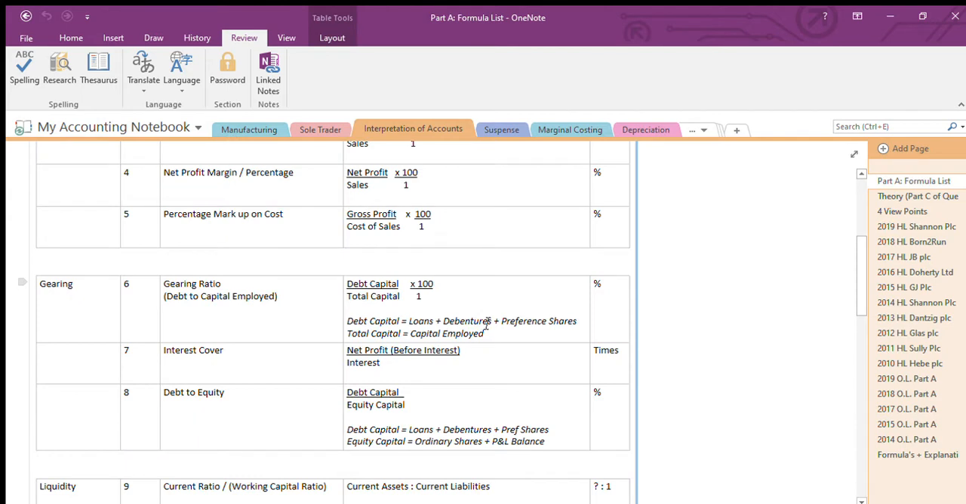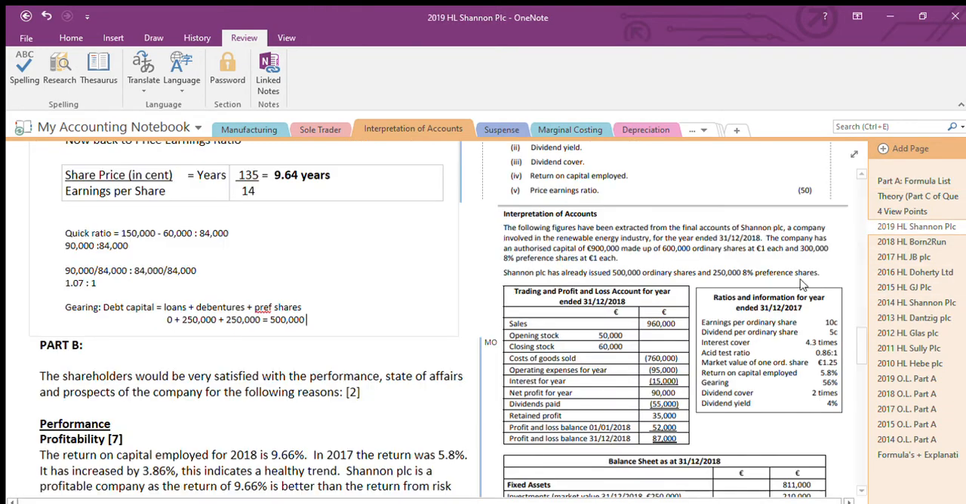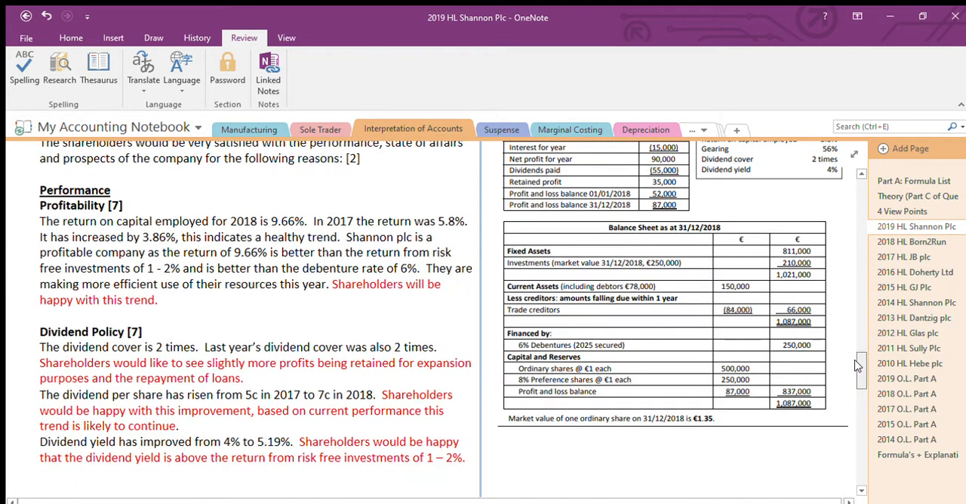What was the other part? Total capital, capital employed. So the bottom part here is capital employed. We're looking at my balance sheet. This is the information you're given here. This is not capital employed. Charlie, I'm just going to highlight that with you because I've seen you've included this as capital employed a couple of times before. It's this figure, 1,087,000. That's my capital employed.